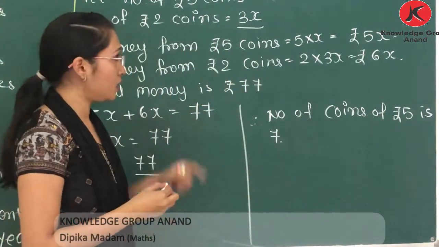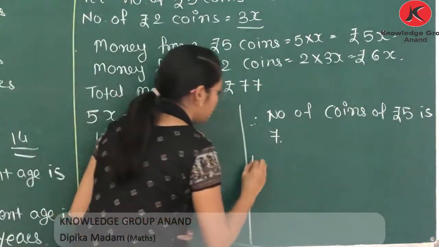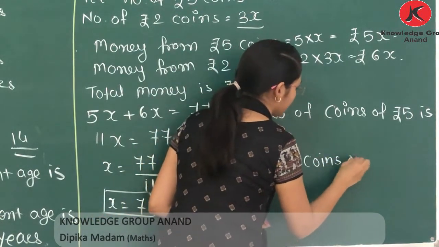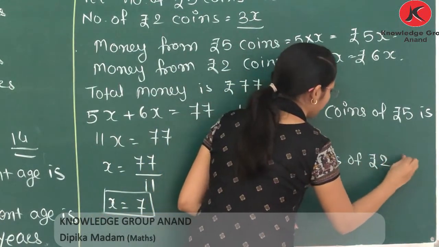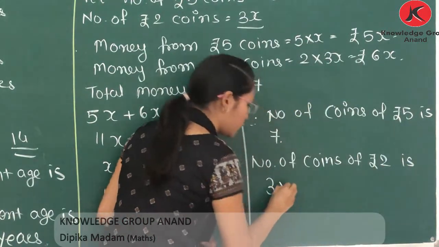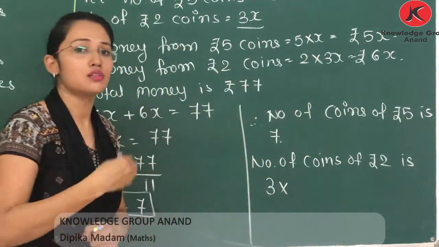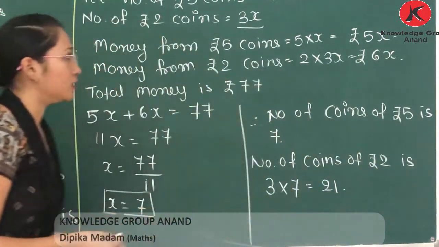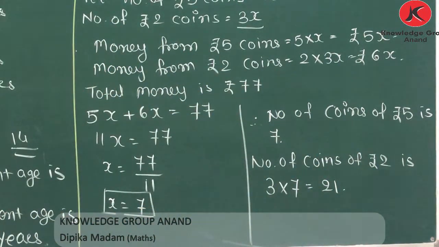Now how many coins of 2 rupees? You need to multiply with 3 because it is 3 times 21. I hope you are clear with example 7 and 8.